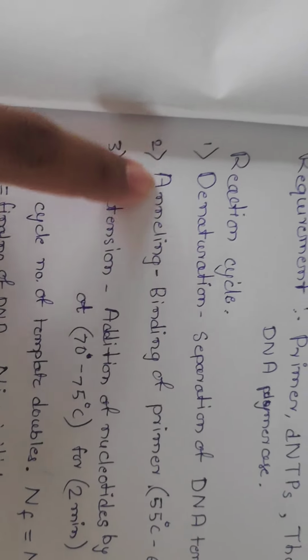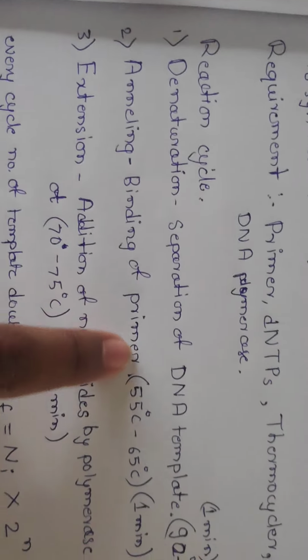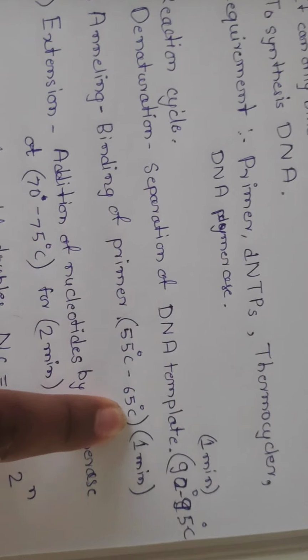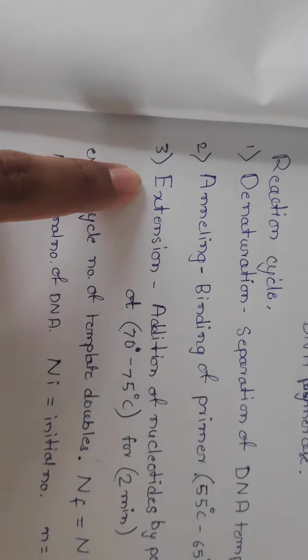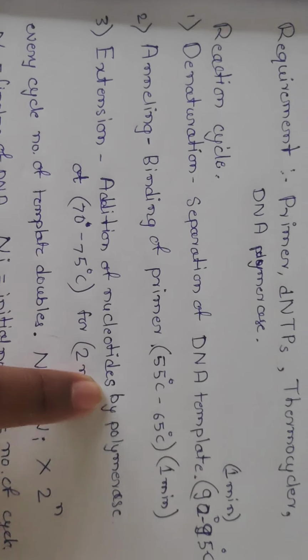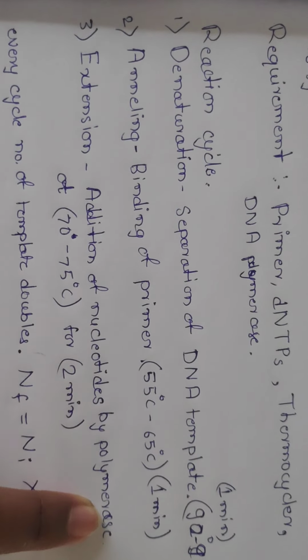In the second step, annealing, the binding of primer occurs at 55 to 65 degrees Celsius for 1 minute. Then the third step is extension, the addition of nucleotides by polymerase.